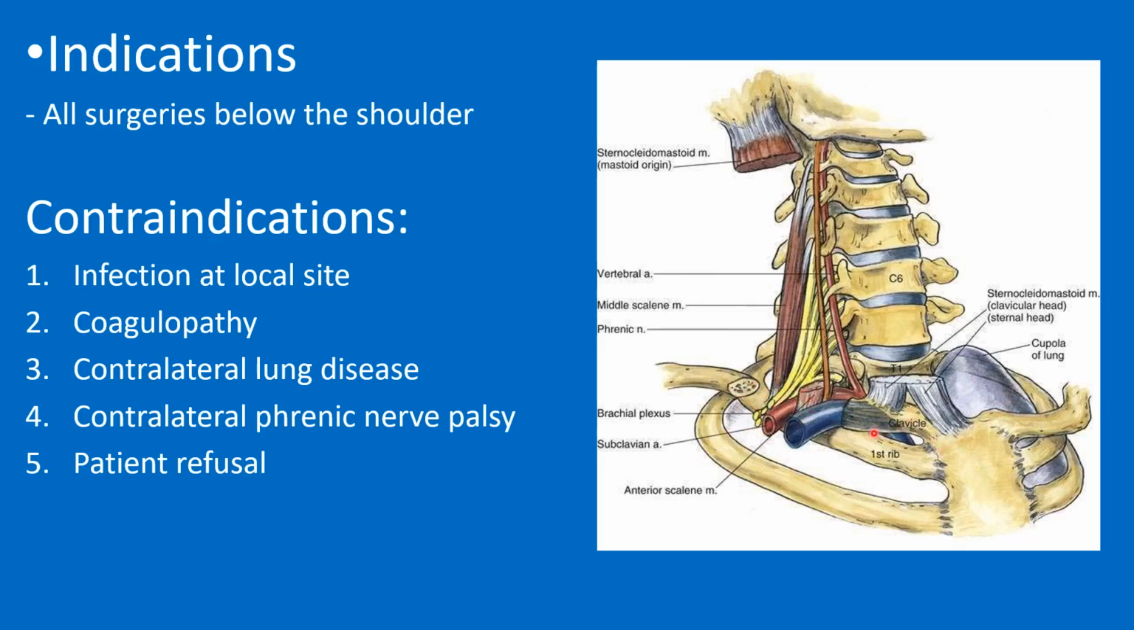Here we can see the first rib. On the inner side of the first rib we have the apex of the lung. So while inserting the needle we should remember that we should not go too medially, that is, we should not go medial to the clavicular head of the sternocleidomastoid, and we should not go towards the medial side of the first rib, in order to prevent pneumothorax.